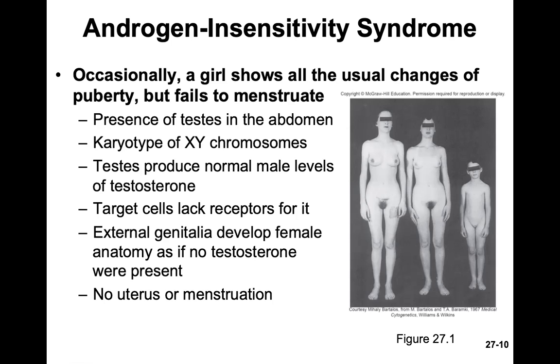So the external genitalia, these secondary sex characteristics, will develop as a female, even though, or as though, no testosterone was present. In these people, you will not have a uterus, therefore, you will not have menstruation because they actually have testes instead of a uterus, so they won't menstruate because there's nothing to menstruate. So that is the androgen insensitivity syndrome. Yes, you definitely need to know this.